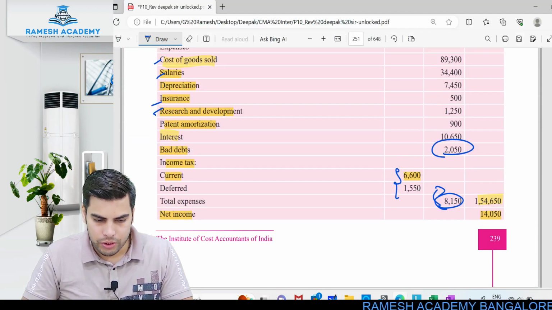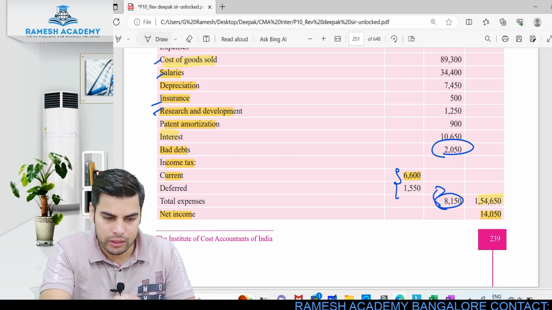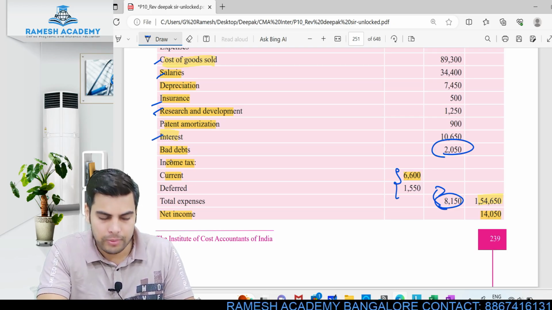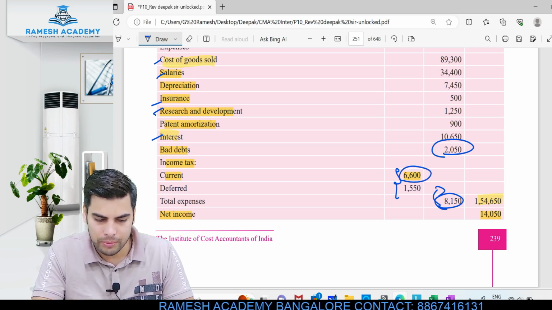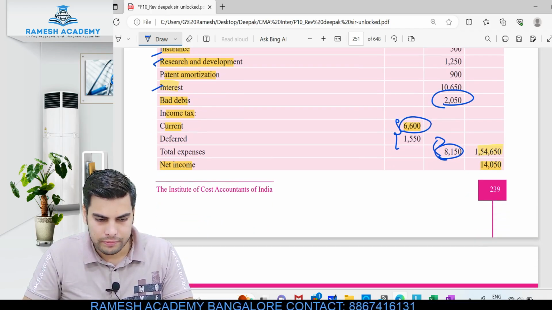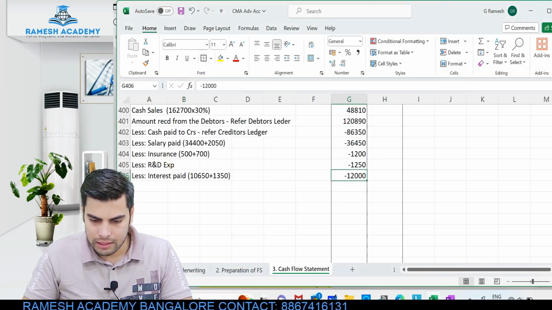So the interest portion is done. Bad debts, again, are non-cash in nature, so you need not worry about it. Income tax will be shown separately. Of any income taxes, only the tax paid for the current year will be shown. Alright. So do we have anything else? That's all? Alright. So let us just calculate this.